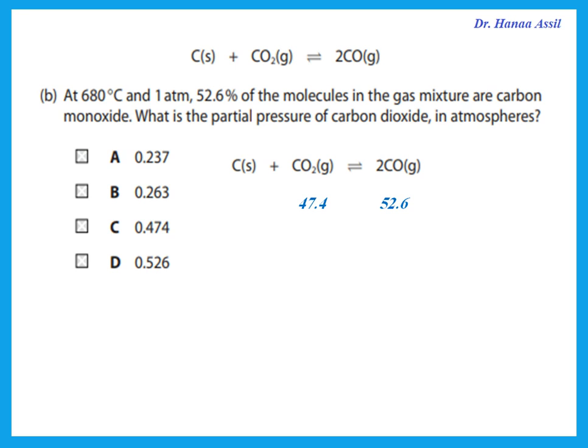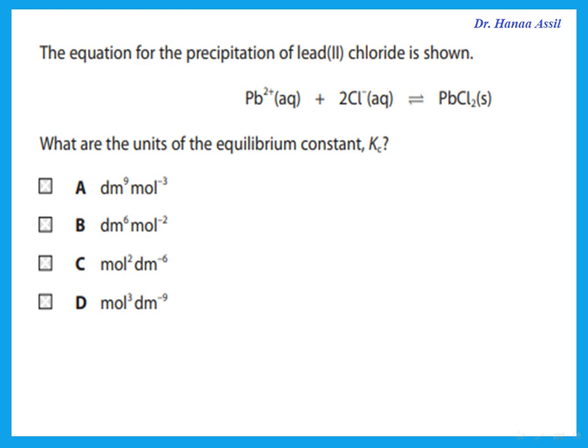So if he says that 52.6% of the molecules in the gas are carbon monoxide, then the rest of the 100% is the carbon dioxide, and the partial pressure of CO2 is the mole fraction of that. So that is 47.4 over the total. So that is 0.474, and that gives you the partial pressure of the CO2.